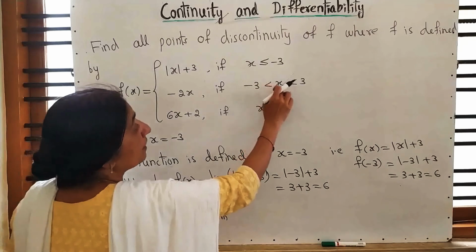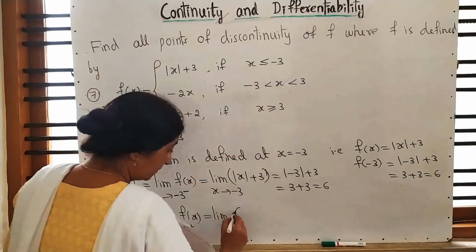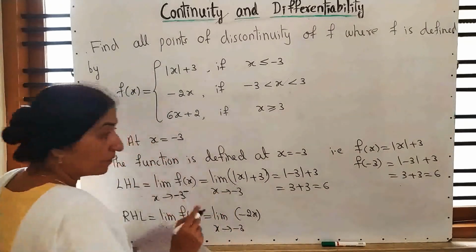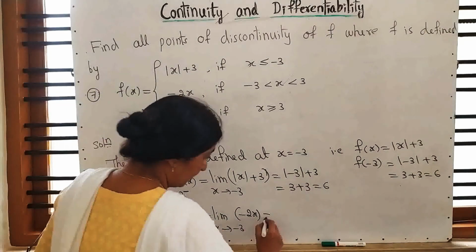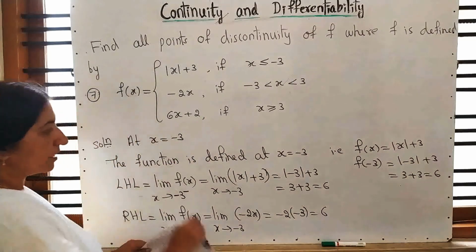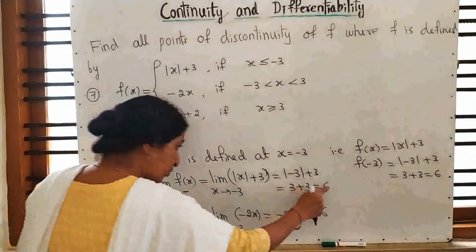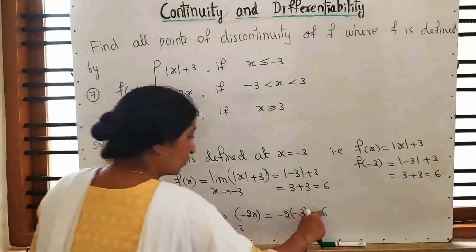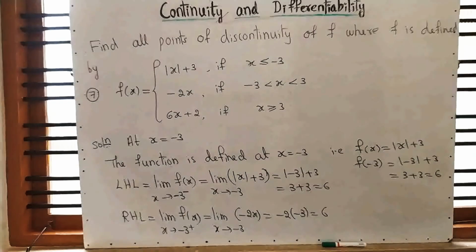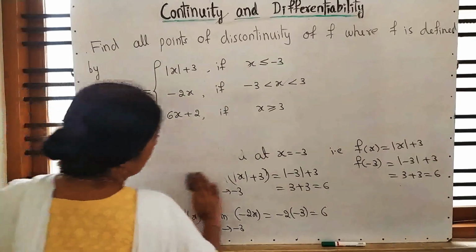So it is the limit. In the second expression, x is greater than minus 3, correct? That means we have to select that point. And remember, x tends to minus 3. Wherever x is there, we are writing minus 3. See, f of minus 3 is 6. Left hand limit is also 6. And right hand limit is also 6. All the three are equal. If all the three are equal, it means the function is continuous. That means there is no point of discontinuity.